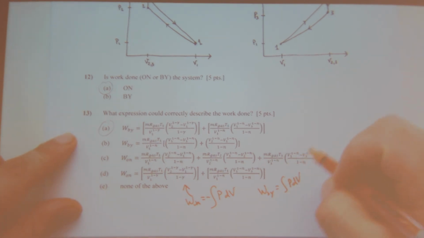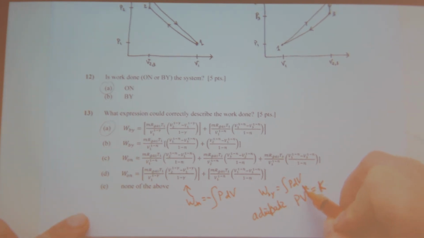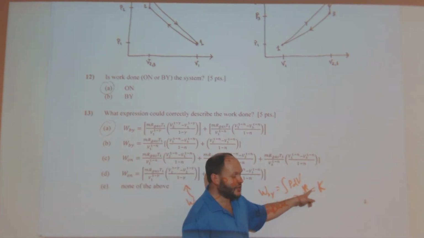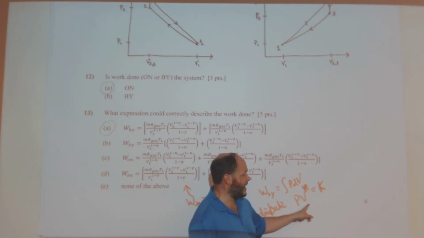So for an adiabatic process, PV to the gamma equals a constant. This is gamma. Adiabatic process, PV to the gamma equals a constant. Ideal or non-ideal gas, okay? Doesn't matter. An adiabatic process follows this.